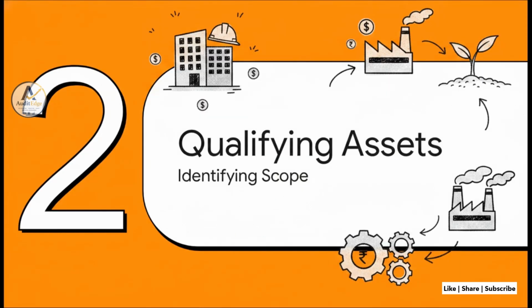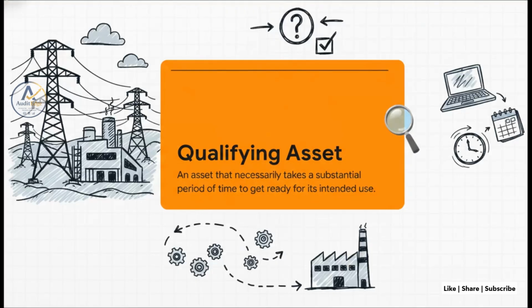Moving on to Section 2, identifying a qualifying asset. With that core principle established, we have to ask, what kind of assets actually trigger these rules? Well, the standard defines a qualifying asset quite strictly. It is an asset that necessarily takes a substantial period of time to get ready for its intended use or sale. I want you to notice the heavy emphasis on the phrase substantial period of time.